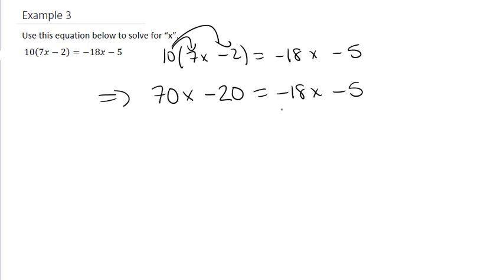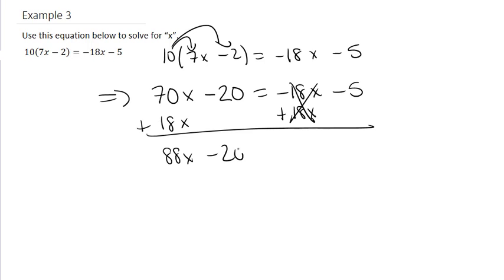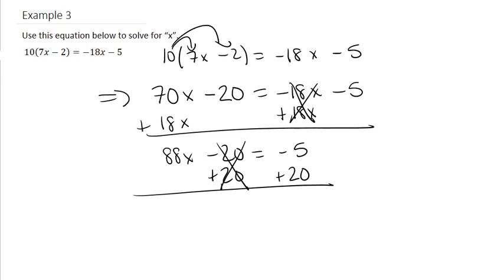So let's go ahead and add 18x first, because you can do either way you want to start. So we're going to get the x's all on the left hand side. This gets rid of it here. So now we're left with 88x minus 20, which is equal to negative 5. So the next step would be to add 20 to both sides. It gets rid of it on the left hand side, so we're isolating x. So I have 88x, which is equal to 20 minus 5, which is 15.